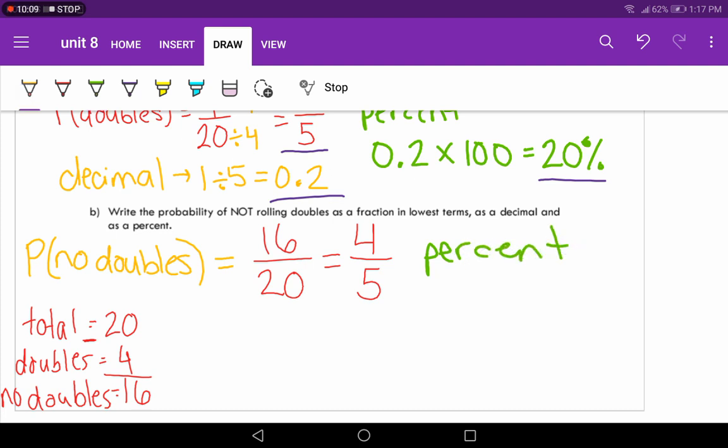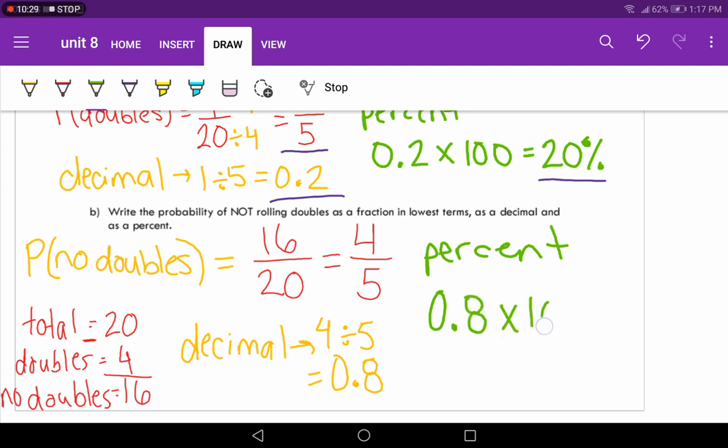Trying to keep my color coordination here. Okay, decimal, all we have to do is divide. 4 divided by 5, which gives us a total of 0.8. To get into that percent, we're just taking that decimal and multiplying by 100, which gives us 80%.